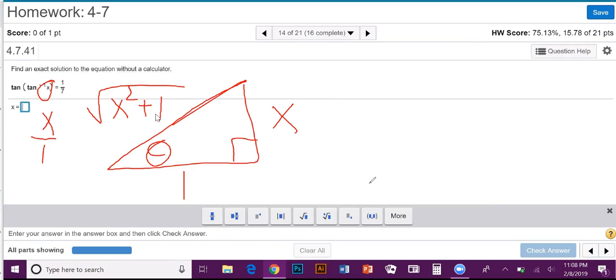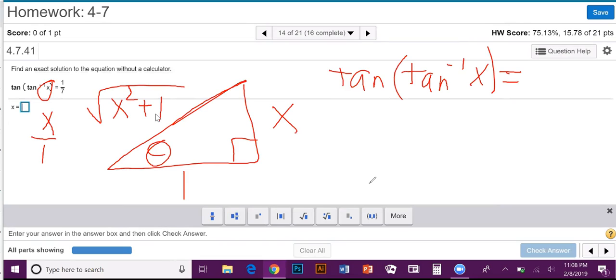Okay, so let me think how they're doing this. Find an exact solution to the equation without a calculator. Tangent inverse of x. Okay. Oh, well, this is easier than I thought. All right. It's not that hard.